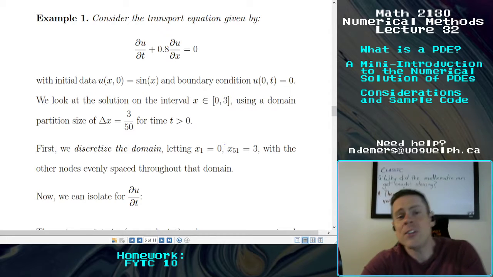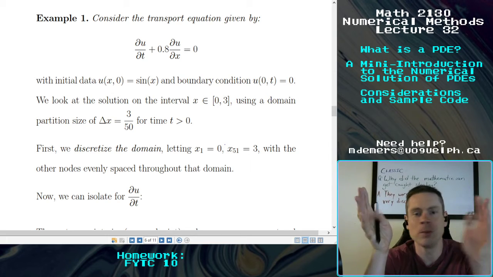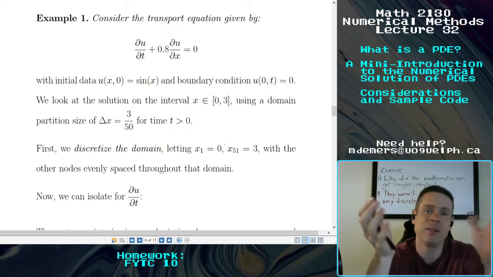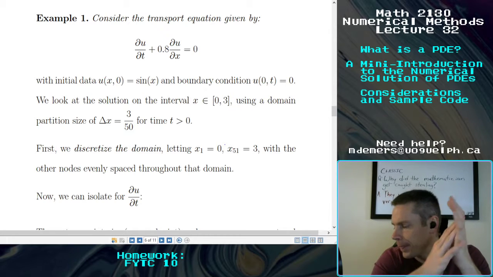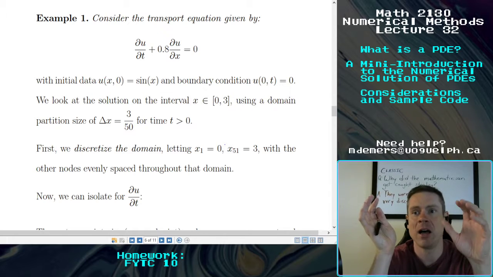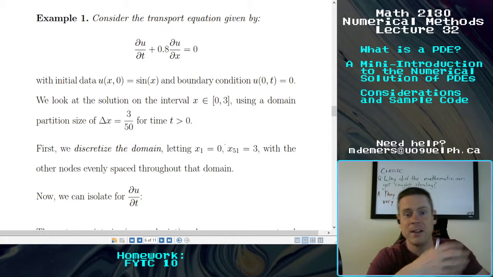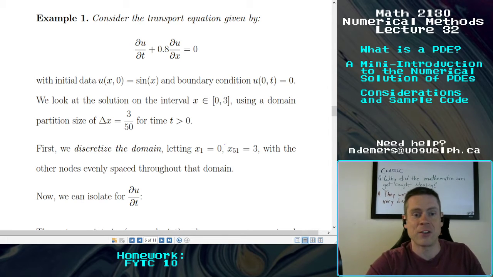So this is the transport equation. This is what I said was that equation that models, like, the pollution flowing down the river, but really anything flowing in a river. It can model traffic problems. So if you have a highway and you have cars, traffic moving at a particular speed, that's a constant. This is something that can model that as well.